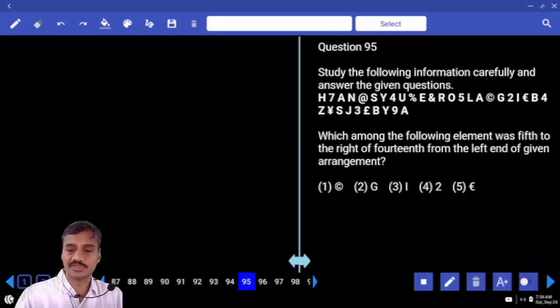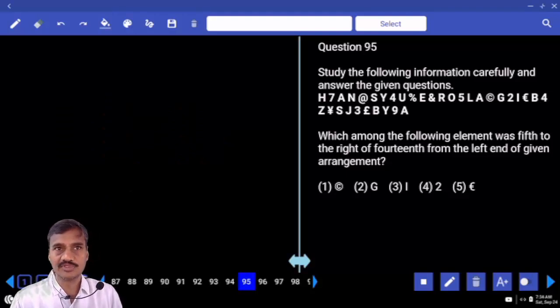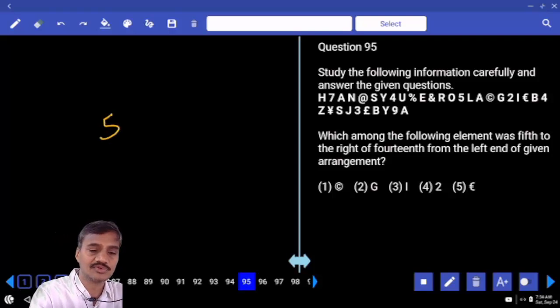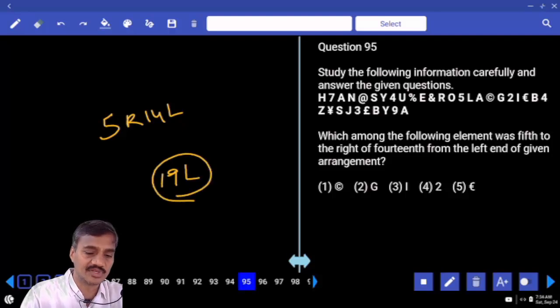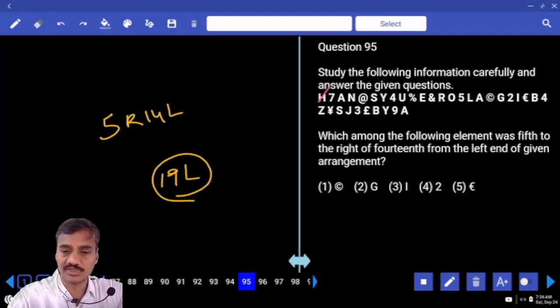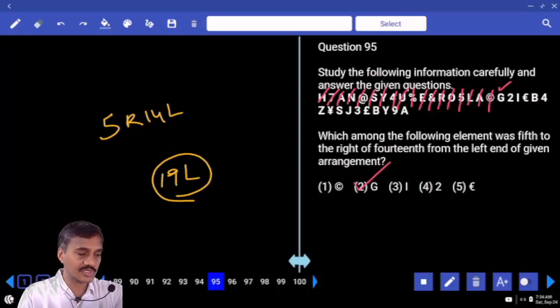Then 95 onwards, it is based on sequence. Which among the following elements was 5th to the right of 14th from the left? 5th to the right and 14th from the left, two opposite directions, so we need to add. Then 5 plus 14, 19th from the left hand side. 1, 2, 3, 4, 5, 6, 7, 8, 9, 10, 11, 12, 13, 14, 15, 16, 17, 18, 19. Hence what is your answer? G, that is choice 2, question 95.